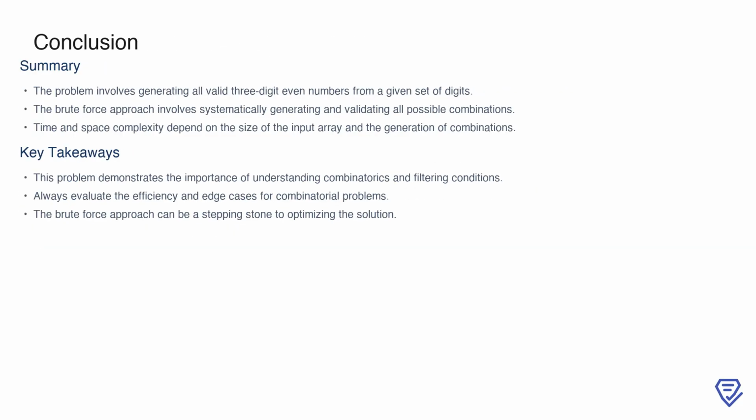To wrap up, this problem highlighted the use of combinatorics to generate and validate 3-digit numbers from an input array. We reviewed the brute force approach and its limitations, while emphasizing how to evaluate efficiency and handle edge cases.